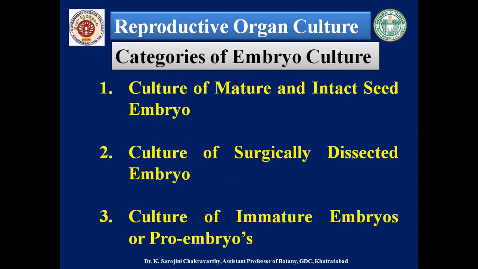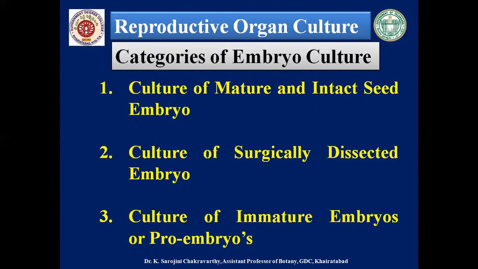The second one is culture of surgically dissected embryo. The mature seed embryo can be dissected surgically into a number of segments. Such embryo segments are cultured to analyze the relationship of different parts of the embryo to its final form in culture.